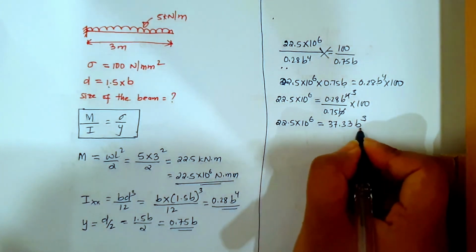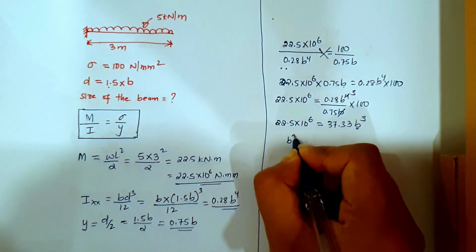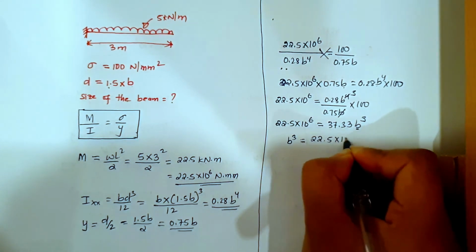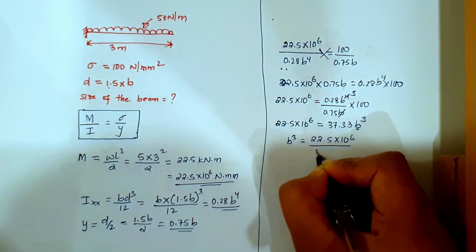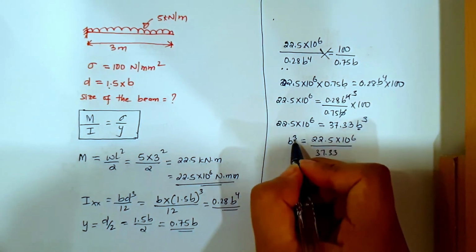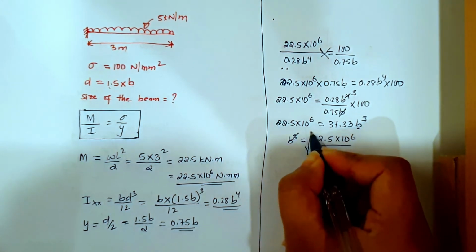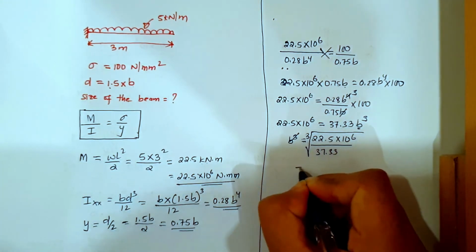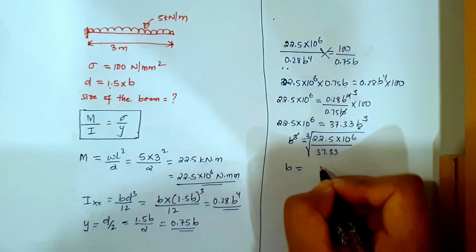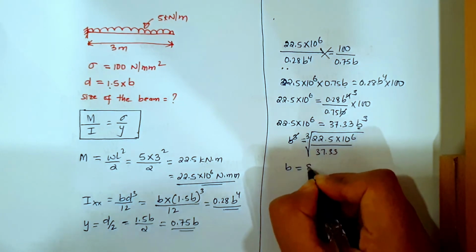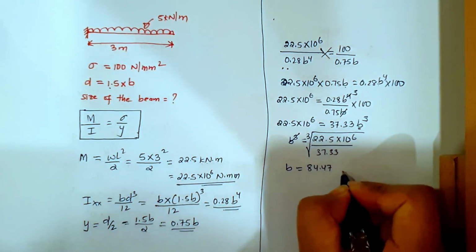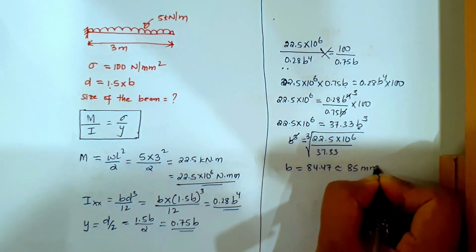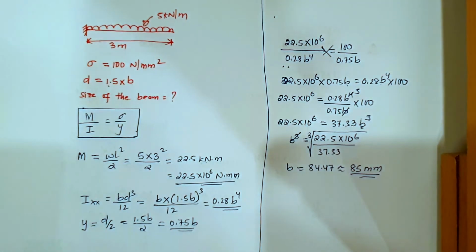Now from here, if you want to find b raised to power 3, b raised to power 3 will be equal to 22.5 into 10 raised to power 6 divided by 37.33. Now you want to remove this power. When you remove, you will have a cube root here. So now if you solve this, you will get b equal to 84.47. So approximately we can say it is 85 mm. So you got b equals to 85 mm.